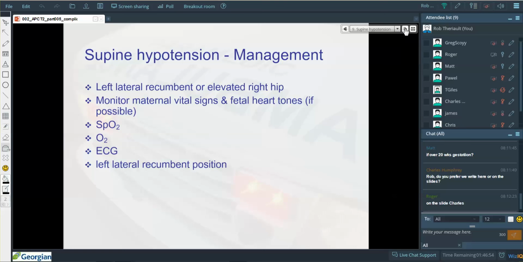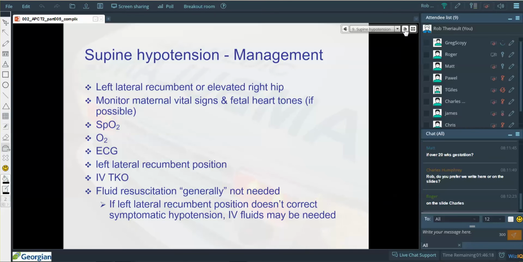I think if we're looking at a woman who is in labor or in distress and has called 911, oxygen would not be unreasonable, probably by nasal cannula. Not likely any need to use a non-rebreather mask, but it depends on the circumstances. If there's significant bleeding, then an NRB might be more appropriate. IV TKO, probably a good idea, and fluid resuscitation generally not needed unless there's significant bleeding, or the left lateral recumbent position doesn't correct any symptomatic hypotension.